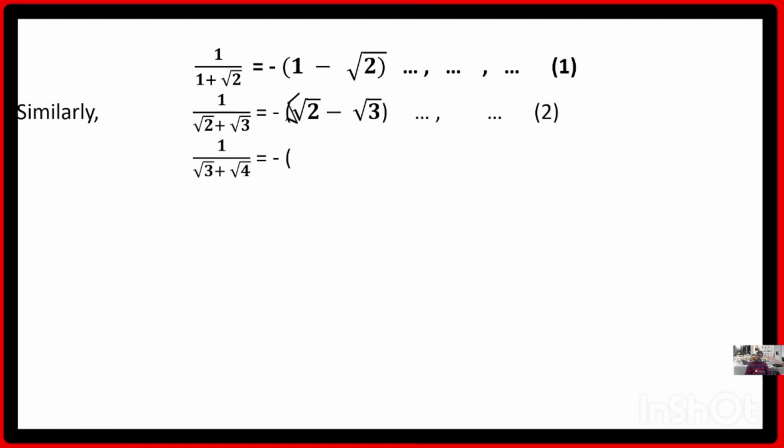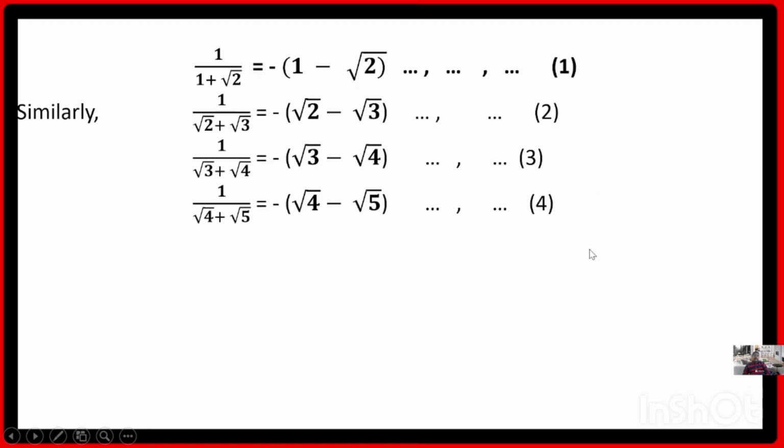In a similar manner, the next term is 1 upon root 3 plus root 4, which is minus of root 3 minus root 4. Understood? Understood all of you? So this is one of the simplified ways we have to solve. Okay, because this is a lengthy expression and you have to follow the technique. Mathematics is the study of techniques. Okay, so 1 upon root 4 plus root 5, in a similar manner, the sign will be minus, minus of root 4 minus root 5.